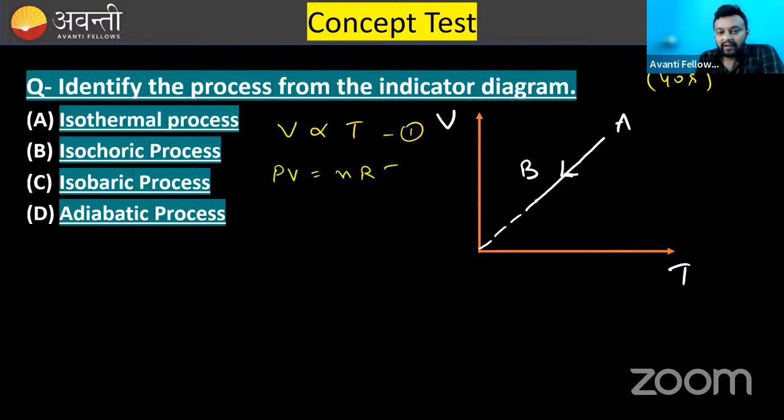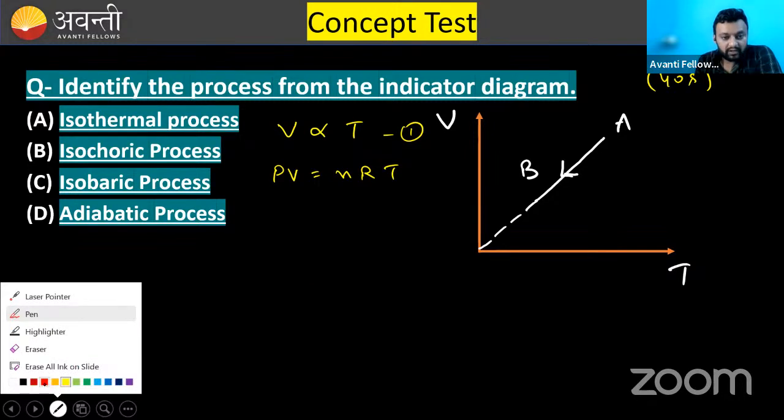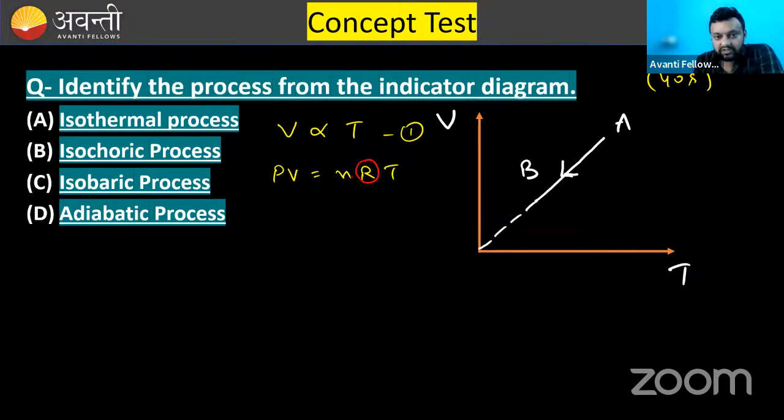Now, we have PV equals nRT. Listen to me very carefully. Out of this, R is a constant, which is the gas constant. Now, they are saying that V should be proportional to T. If V is proportional to T, what does it mean? That pressure should also be constant. And if pressure is constant, then the process is known as isobaric process. So if the process is isobaric, then option C is correct. And I think JNVRR, you have answered correctly. This is isobaric process. Very good.